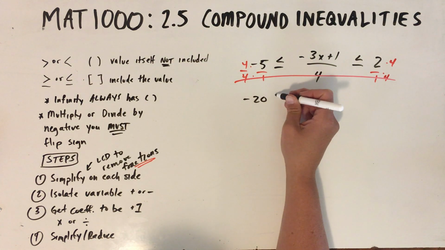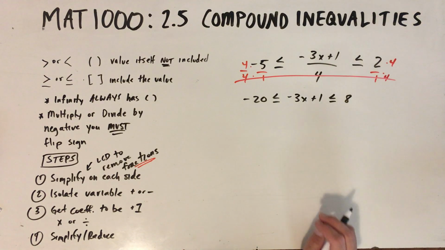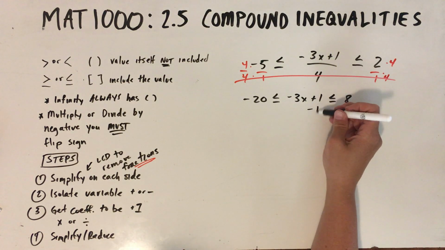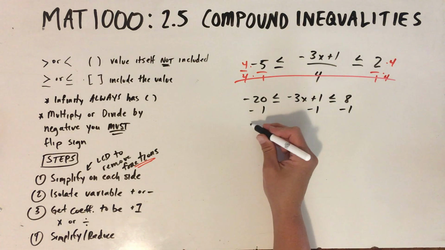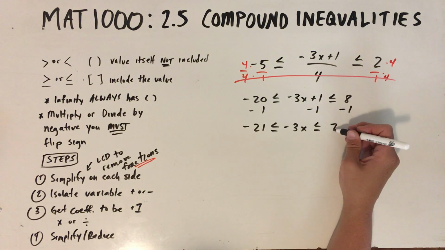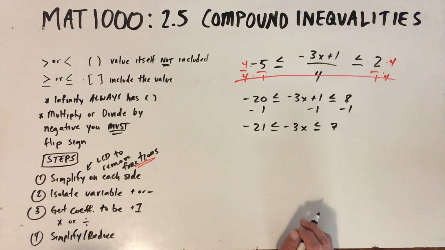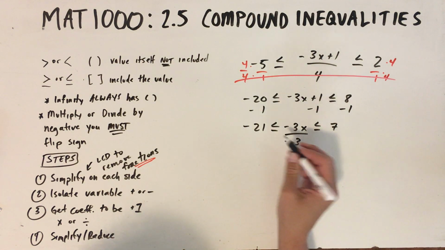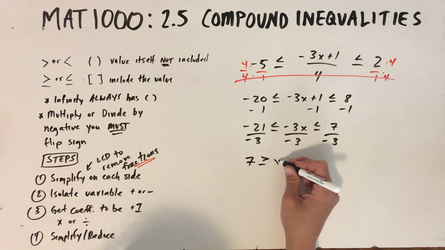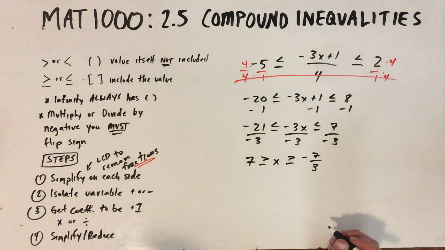So I'm going to get that -20 is less than or equal to -3x plus 1, which is less than or equal to 8. Now, whatever I do to one side, I have to do to every side, and I only care what is connected to the variable. So again, I'm going to isolate this variable by subtracting 1. If I subtract it here, I have to subtract it here and here. So now I get that -21 is less than or equal to -3x, which is less than or equal to 7. Okay, so now I'm going to divide by -3. And remember, when you divide by a negative, you have to flip the sign. So I get that 7 is greater than or equal to x, which is greater than or equal to -7/3.